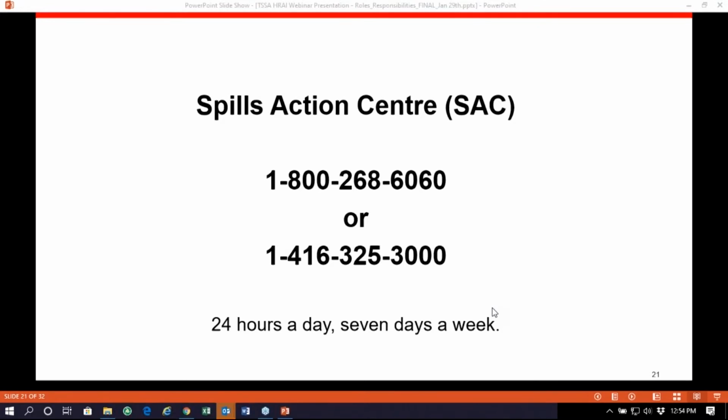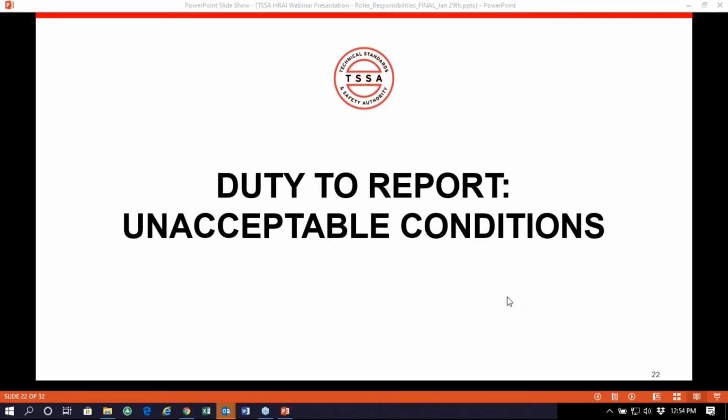So as I said, here again, it's just a slide that shows you the numbers that you can call for the Spills Action Center. They're open 24 hours a day, 7 days a week, and they'll receive your calls and ask you for certain information, and then they will pass that along to either the on-call supervisor at TSSA, or if it's during the day, it'll go to the tech desk and they'll be in touch with the inspection team to make sure that somebody looks into it.